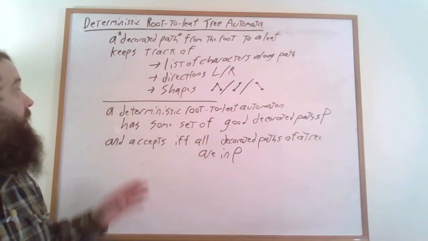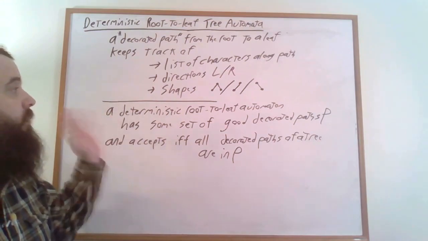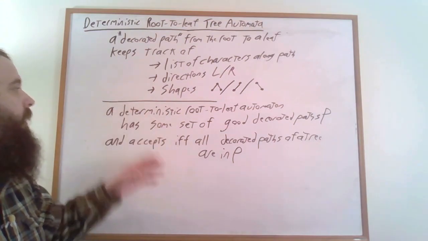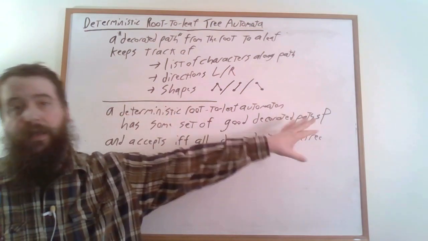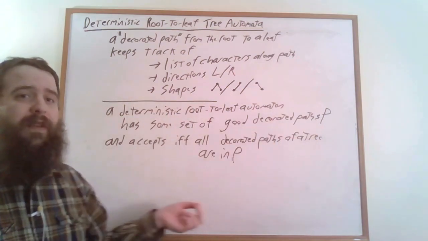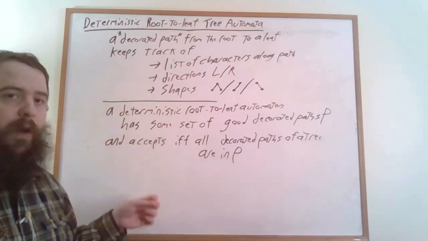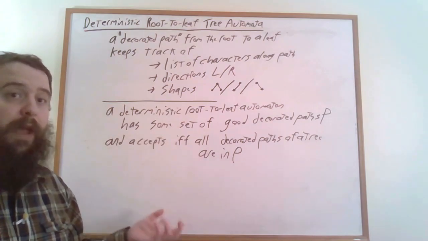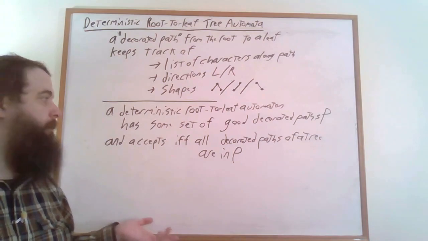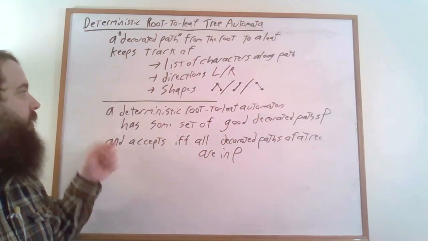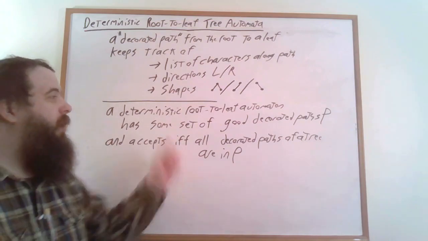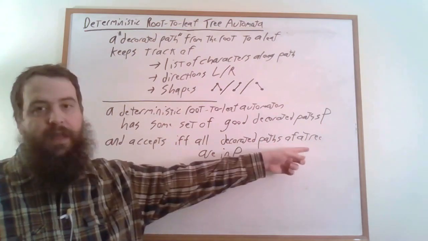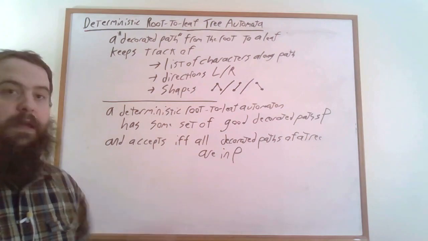So the idea is that for any deterministic root-to-leaf tree automaton, there's going to be some set of good decorated paths. Let's call it P. This is just going to be the set of paths that wind up ending with a state symbol pair that winds up in F. And our deterministic automaton is going to accept if and only if all decorated paths of the input tree are in P.